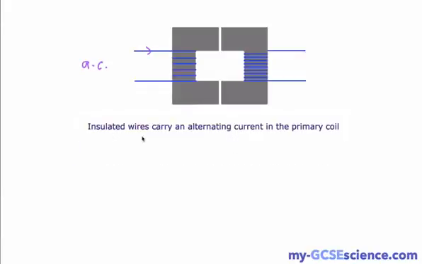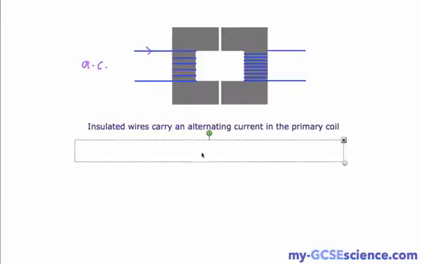So we have insulated wires that carry an alternating current in the primary coil. So we have here our primary coil, and I'll label all this for you in a minute so you can see it. But we have insulated wires carrying an alternating current in the primary coil. If these wires weren't insulated, the current would just flow directly from here straight through rather than going around the coil. We don't want that to happen, so the wires are insulated.